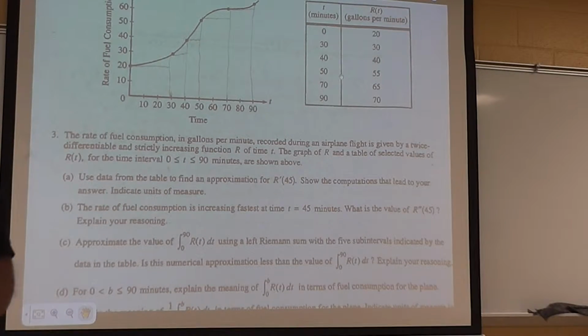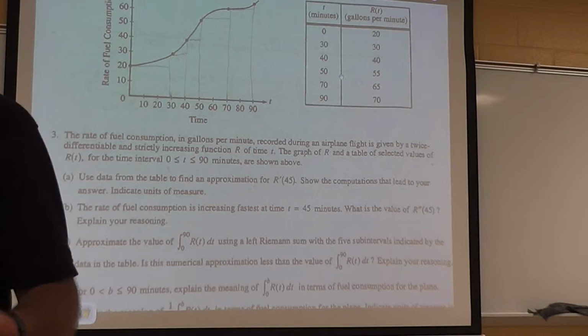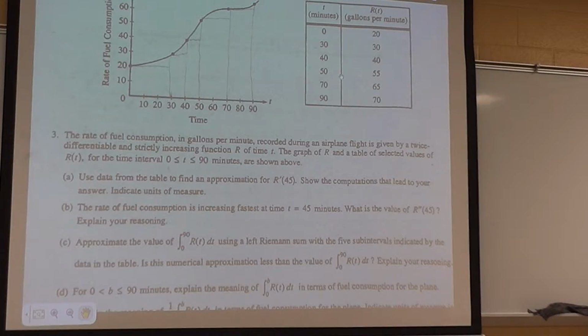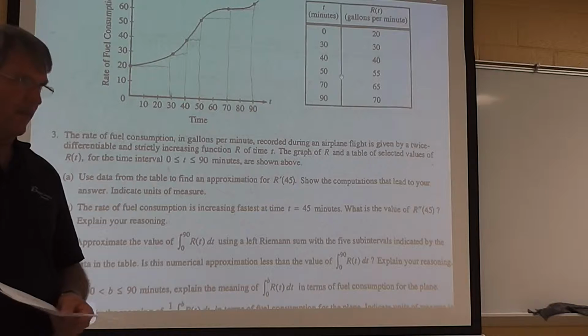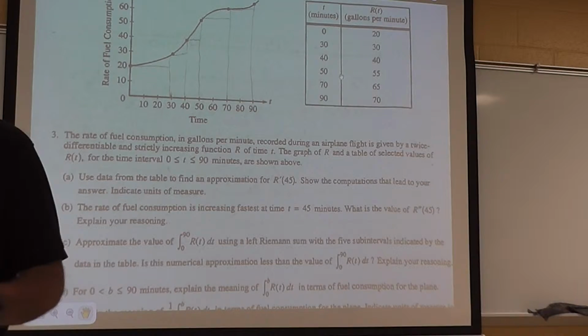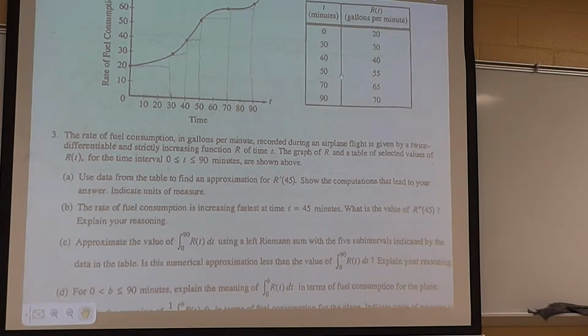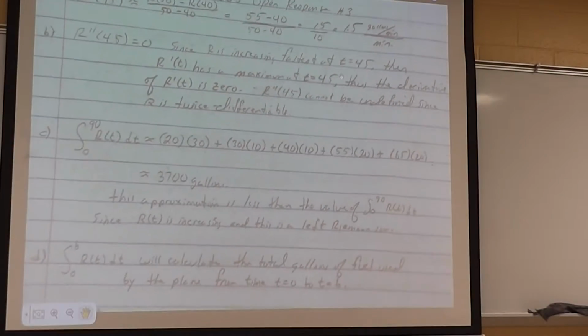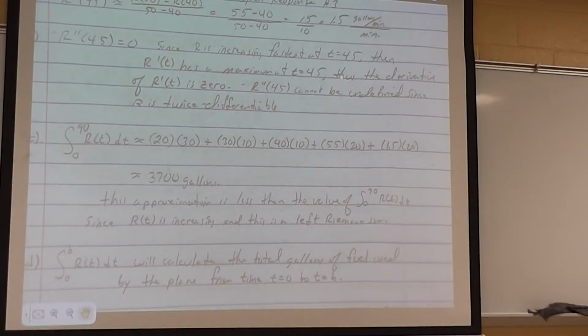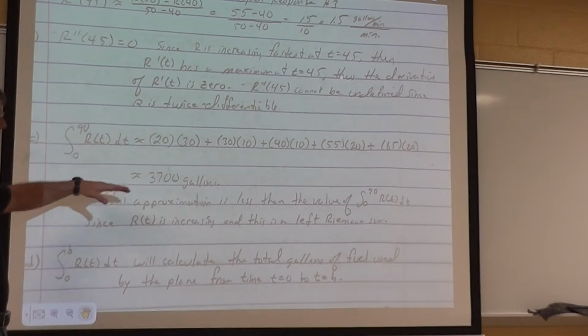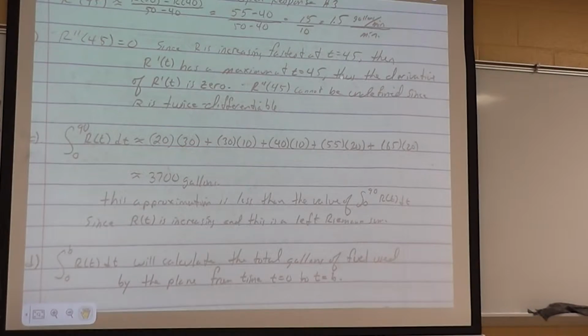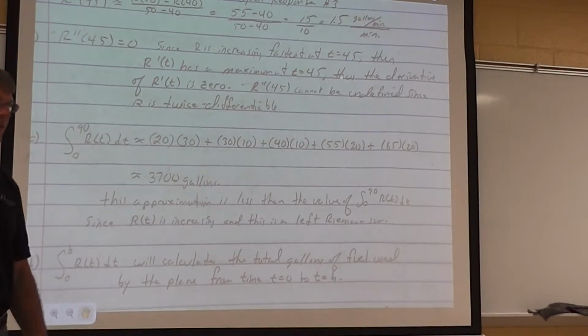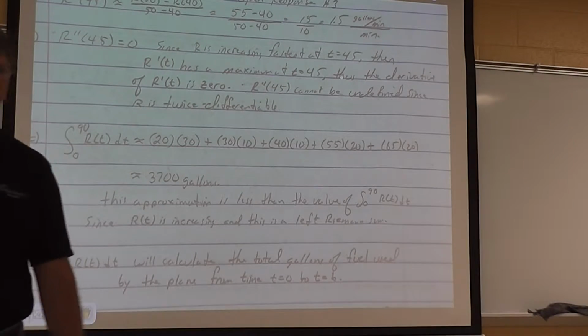So, what did you think on that one? What was the left Riemann sum? Anybody tally it up? 3,700. Yep. And I said, so there's my Riemann sum, approximately 3,700 gallons, and this approximation is less than the value of the integral since R is increasing, and this is a left Riemann sum. All the justification we need.